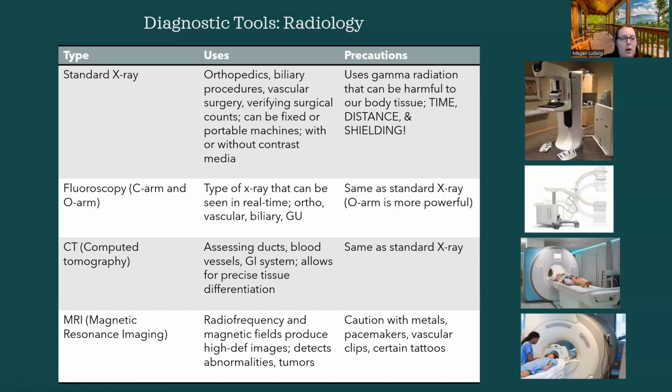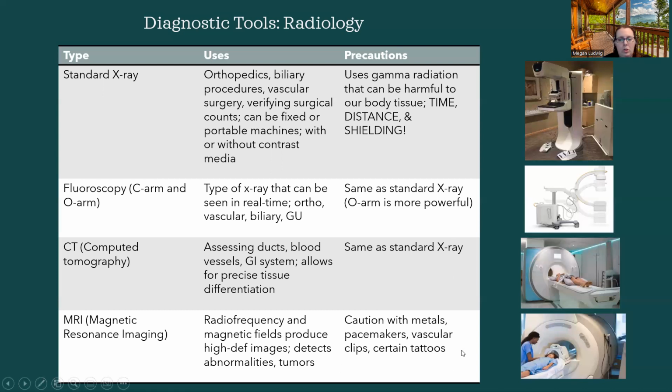The last one here is MRI, which stands for magnetic resonance imaging. So it's a little bit different than the standard X-ray in that it uses a radio frequency with a really strong magnetic field to produce high-def images. So it's really good for detecting abnormal structures or tumors in, it could be 2D, but it's usually a 3D image, so they can see all the way around it.